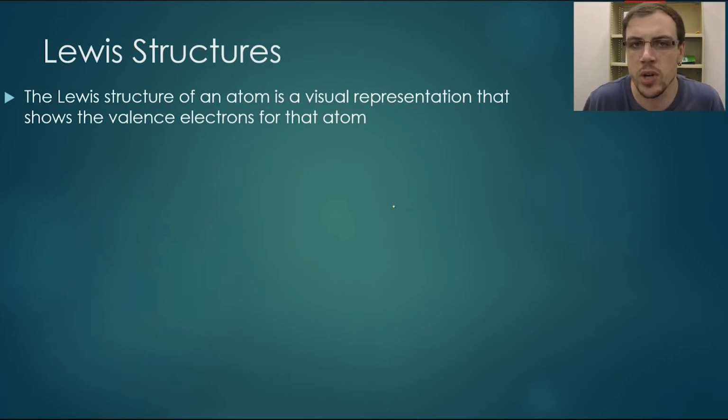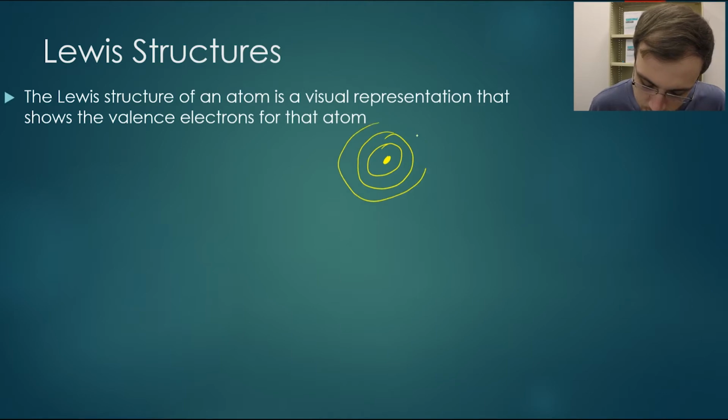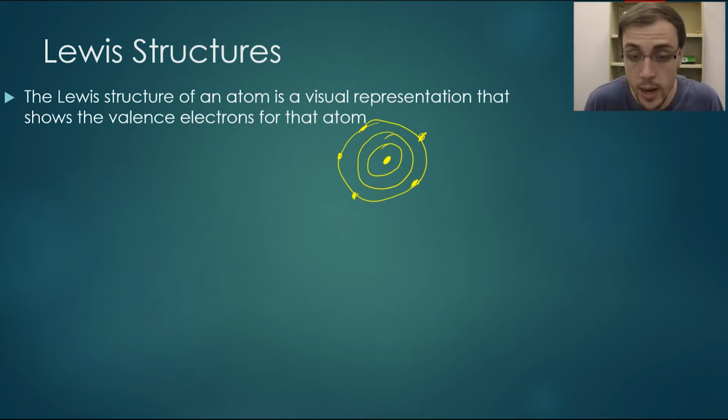So let's look at Lewis structures. A Lewis structure is essentially a visual representation of an element showing its valence electrons. Most notably, during the atomic theory videos, I often referred to the valence electrons by drawing it thusly. I would draw the nucleus, and I would draw these different energy levels around that nucleus, and I would refer to these electrons on the outer part here as being the valence electrons. And this is correct. That does represent valence electrons.